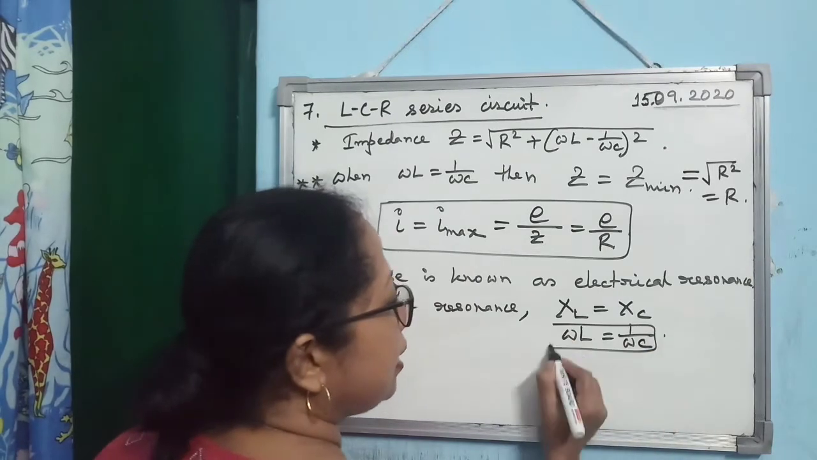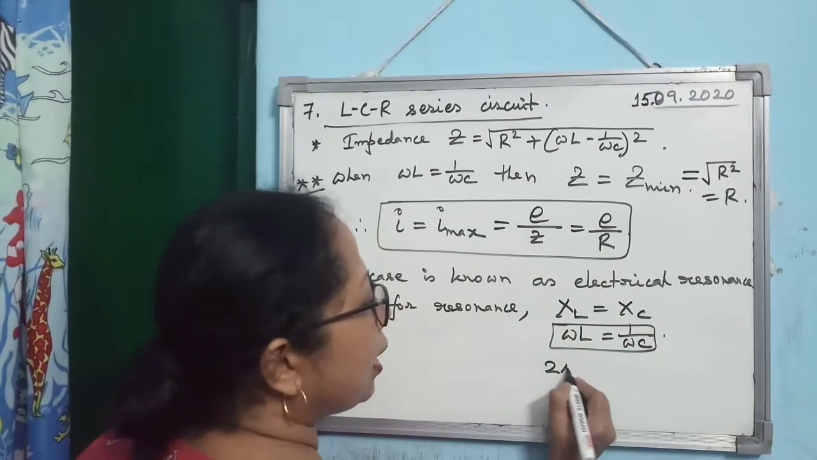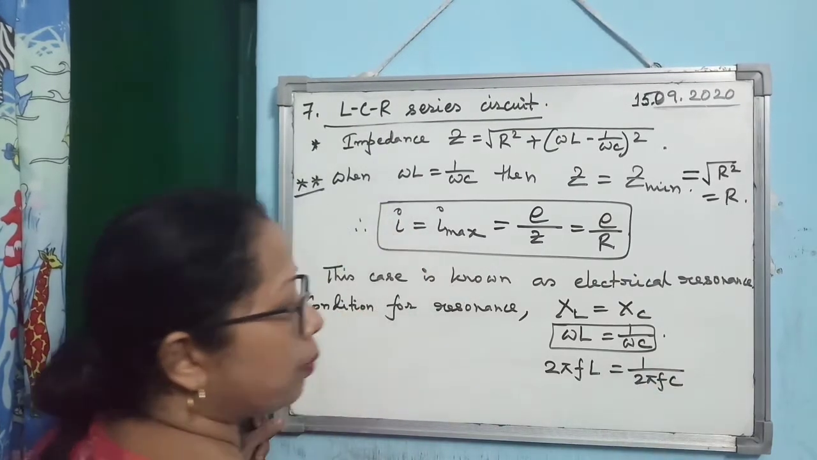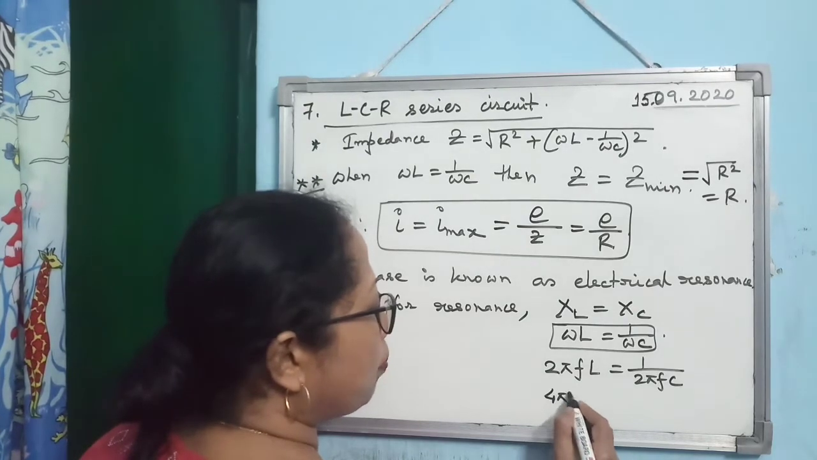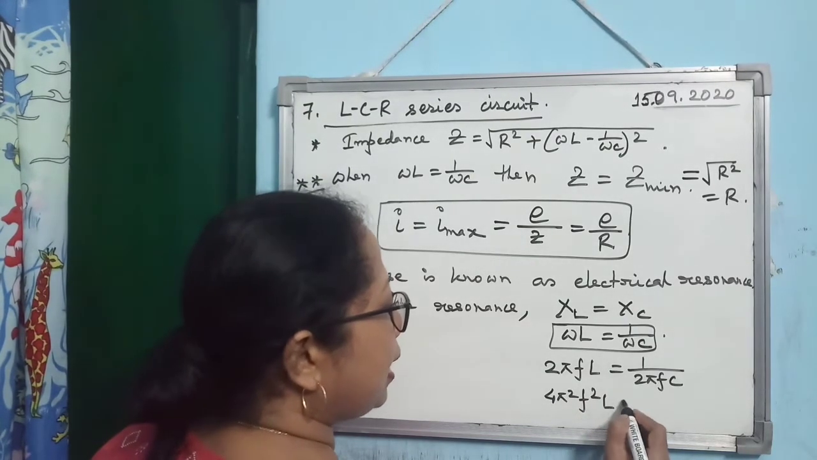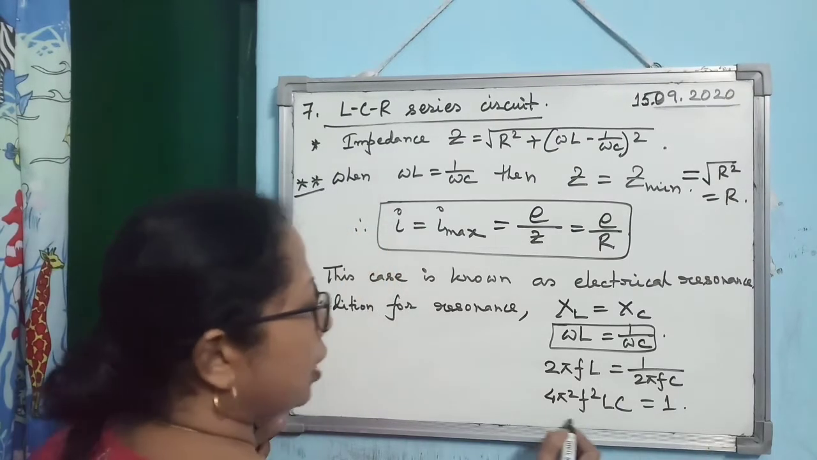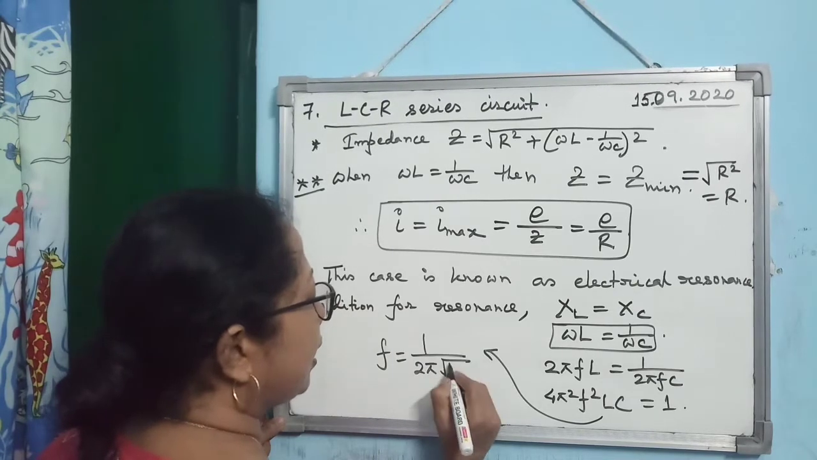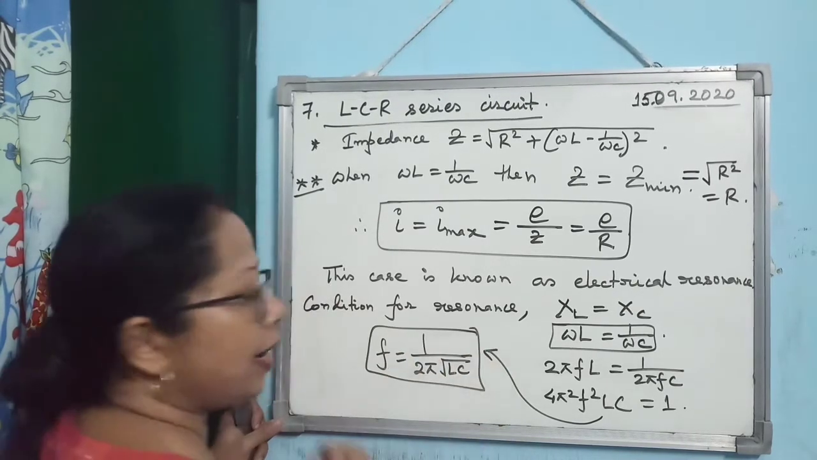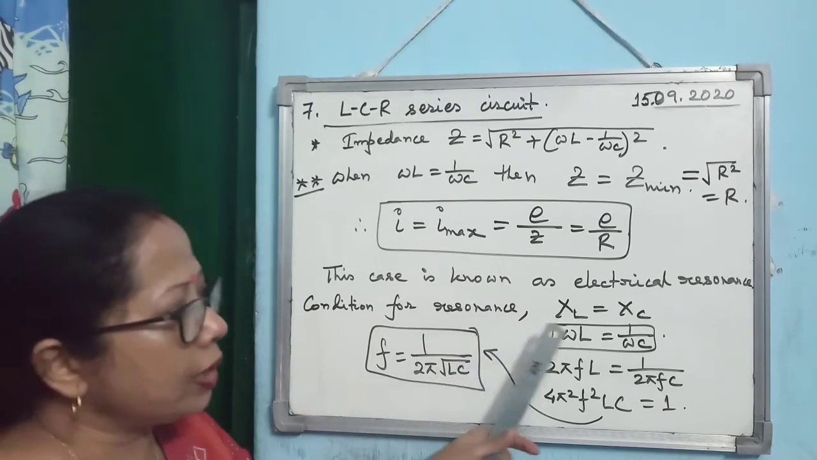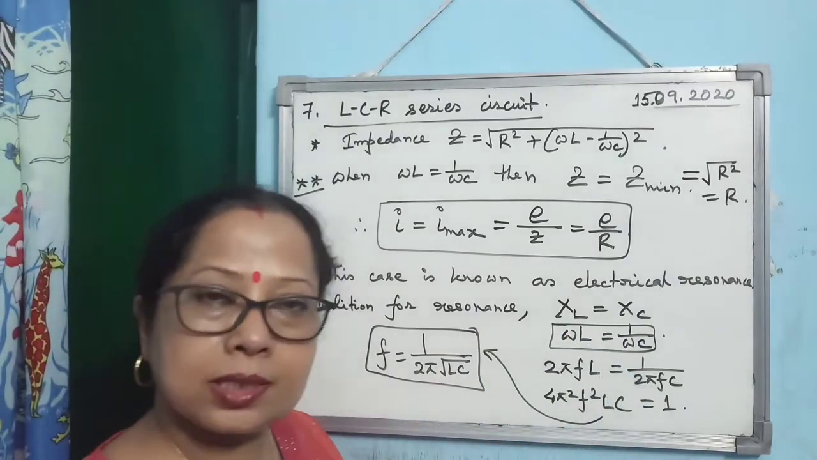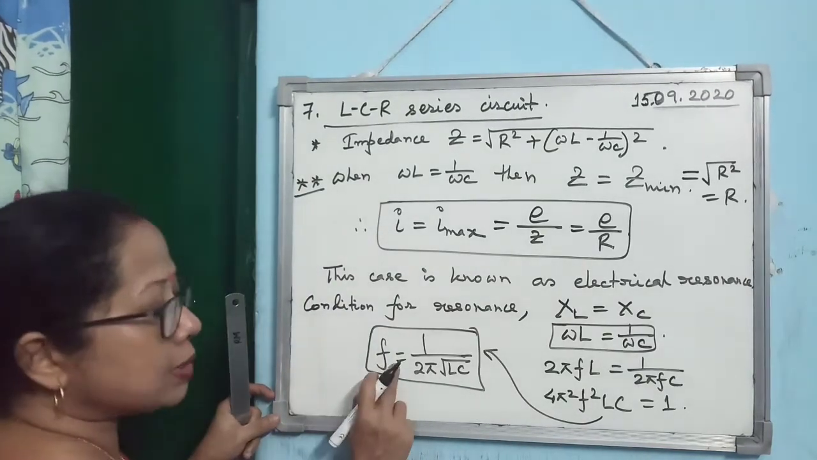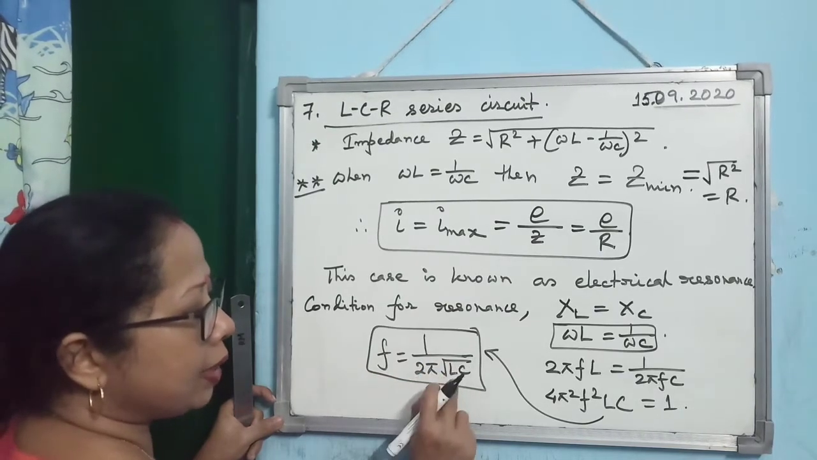This is one condition. Now you can write it this way also. Omega is 2 pi f, so 2 pi f L equals 1 upon 2 pi f C. So you can get 4 pi square f square LC equal to 1. So from here you get f is equal to 1 by 2 pi under root LC. So what is the condition for resonance? Omega L equals 1 upon omega C. And what will be the frequency then? Frequency will be 1 by 2 pi under root LC.